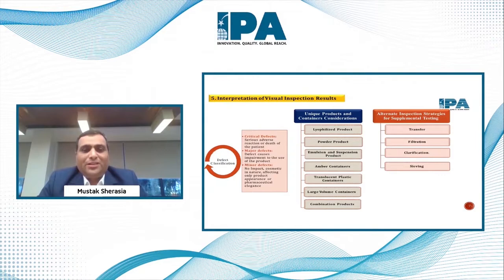Interpretation of results is very important with respect to classification. The classification is defined as critical defects, which have a serious impact on patient health, and there are major and minor defects. Each category has to be defined with limits based on a scientific rationale, and if a result crosses the limit, the investigation has to be carried out in detail. Next slide.